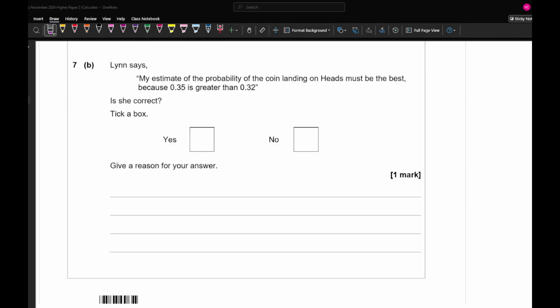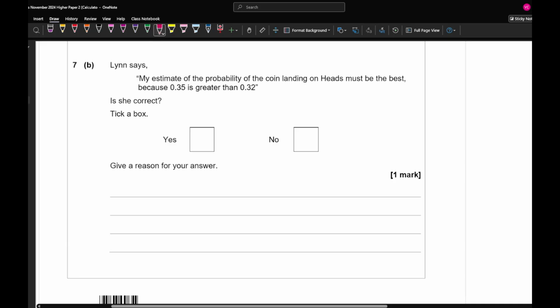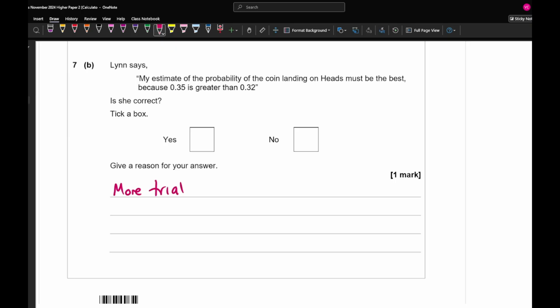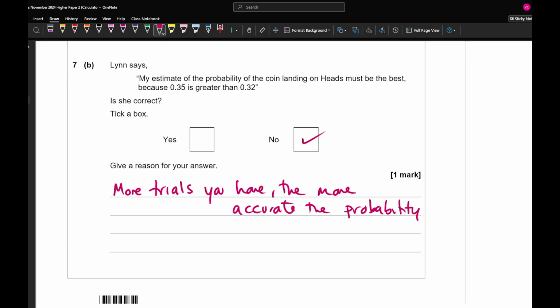Now moving on to question 7b, it says Lynn says my estimate of the probability of the coin landing on a head must be the best because 0.35 is greater than 0.32. Is she correct? Well, technically no, she is not, because when it comes to relative frequency, the more trials you have, the more accurate the probability, and that's exactly what you need to write. So you just need to write the more trials you have, the more accurate the probability. And once you've written that, don't forget to tick the right box.